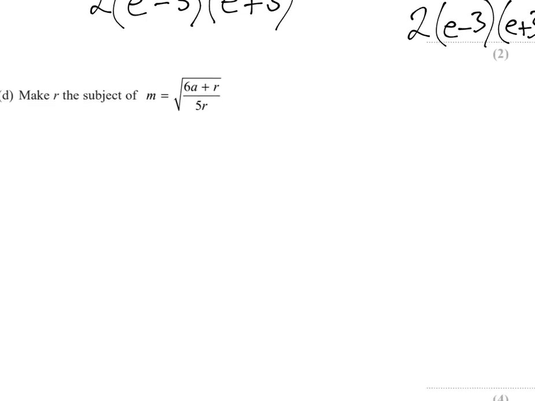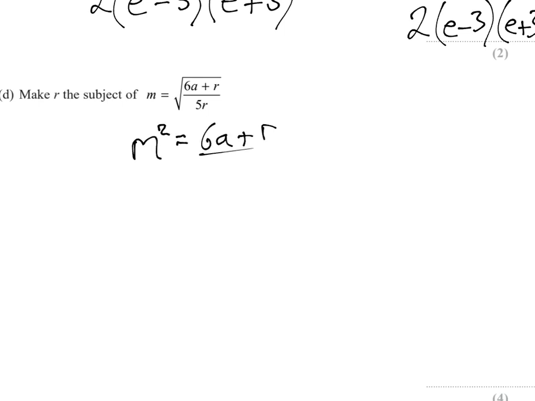Okay, make r the subject. Well, we've got a square root and a fraction, and they are in 2 places. So reasonably tricky, but let's give it a go. First thing, we're going to square both sides. m squared equals (6a plus r) over 5r.